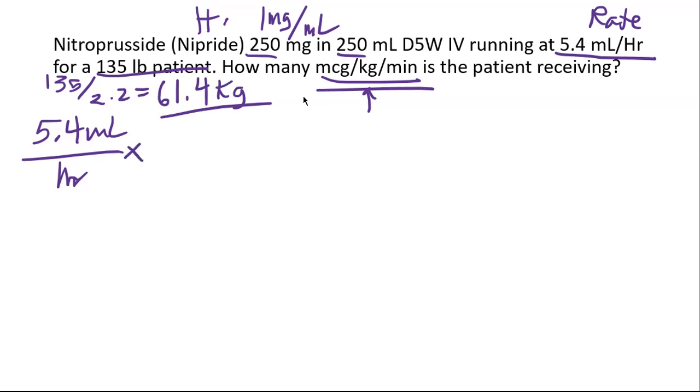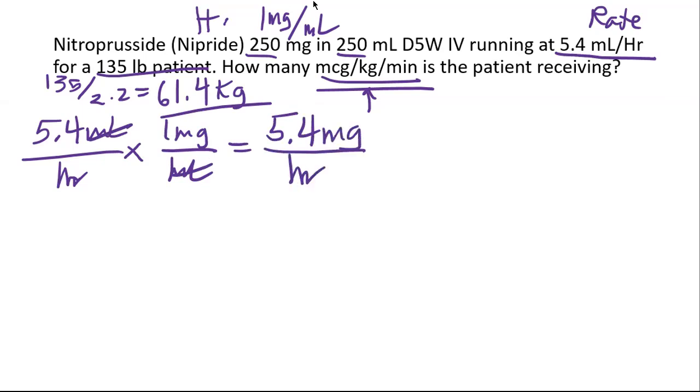Now let's get this into milligrams per hour and such, so we can figure out how many micrograms per kilogram this person is getting. So we're getting 5.4 milliliters per hour. We look at what we have, and we're going to do 1 milligram over 1 ml. We're going to cross out the mLs, and we actually have 5.4 milligrams per hour. Okay, we want to convert that to micrograms. Remember, when we do that, we multiply it by 1,000. But let's not skip steps. Let's do 1,000 micrograms in 1 milligram.